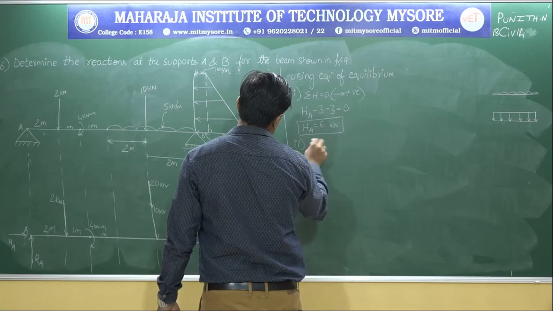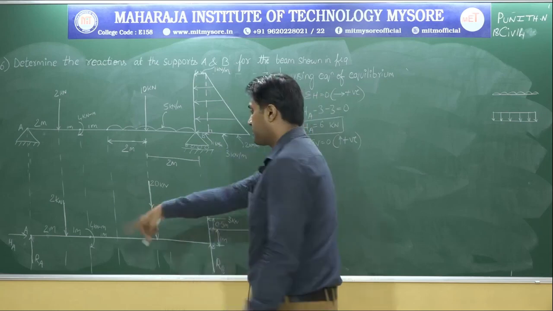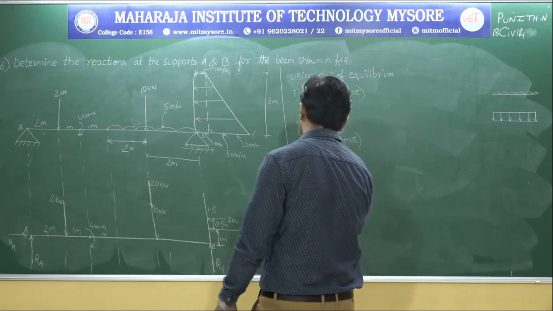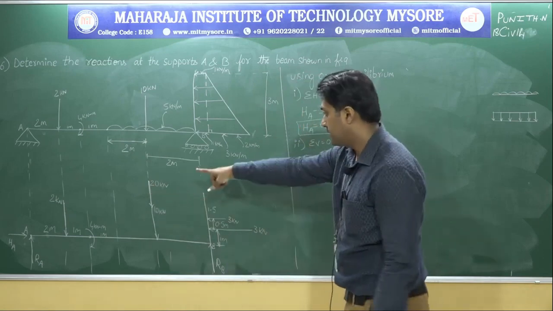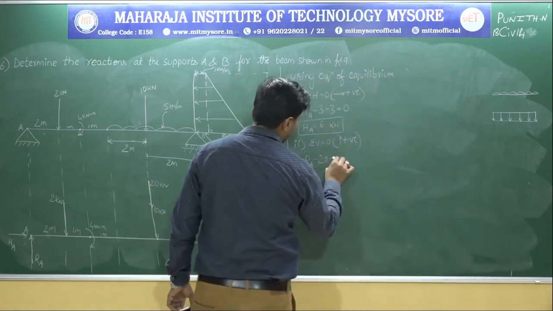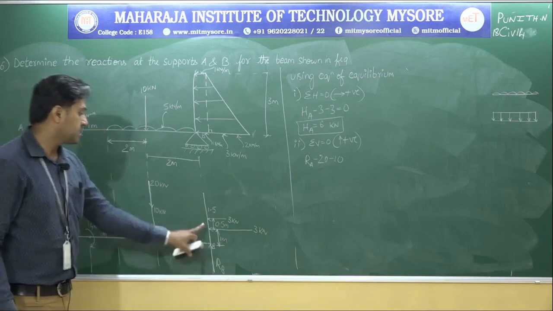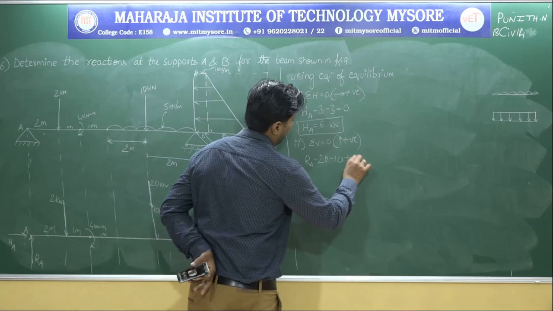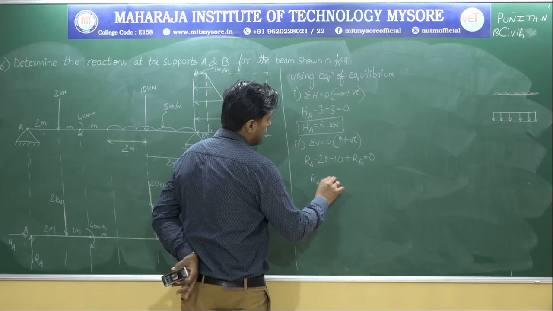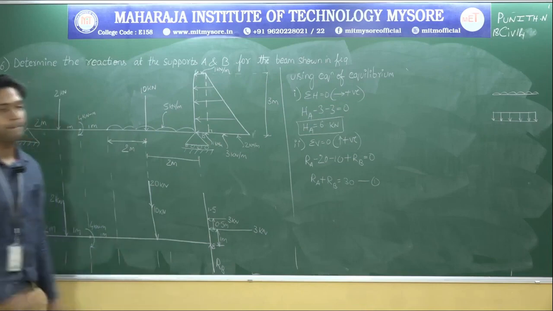Second one, let me go with sigma V is equal to 0, that is upward direction positive. So RA, which is acting in upward direction. Next, minus 2 kilonewton, which is acting in downward direction. Next, minus 20 minus 10. Next, there is one more force which is acting in upward direction, that is RB. So RA plus RB is equal to 30. For time being, let me call this as 1.